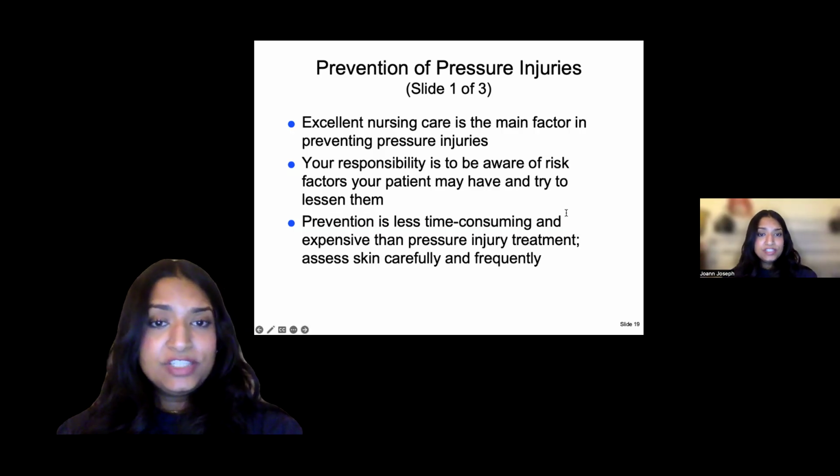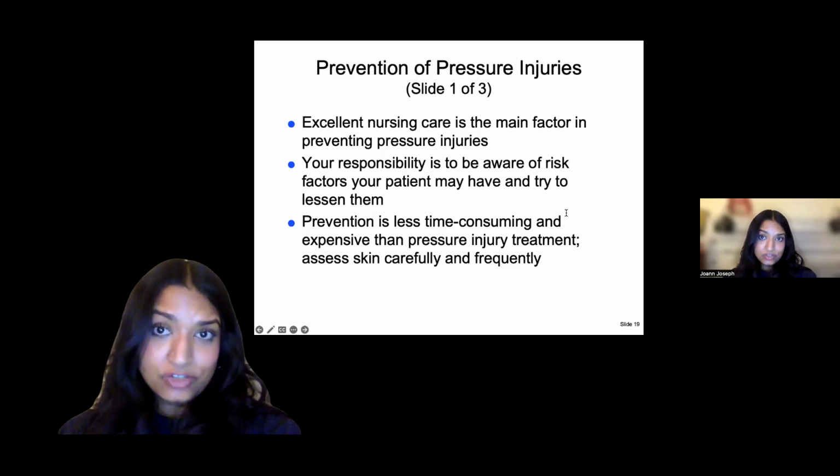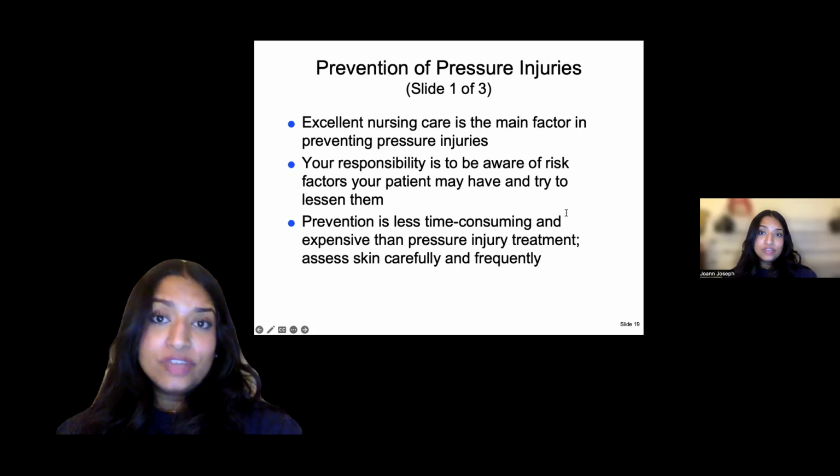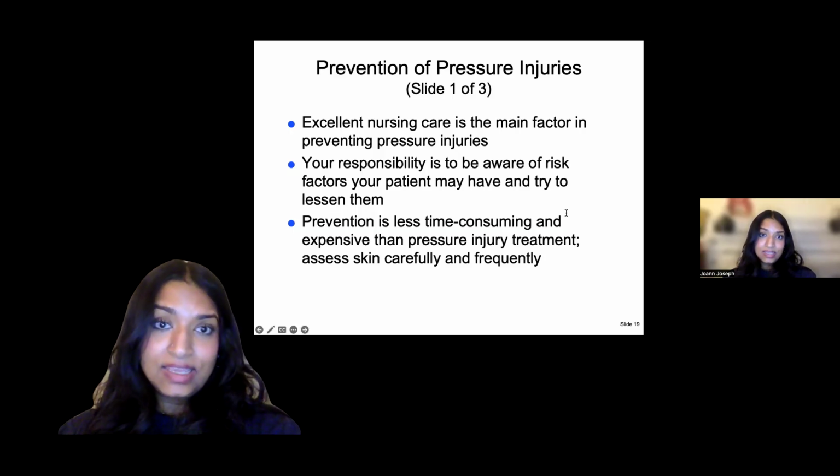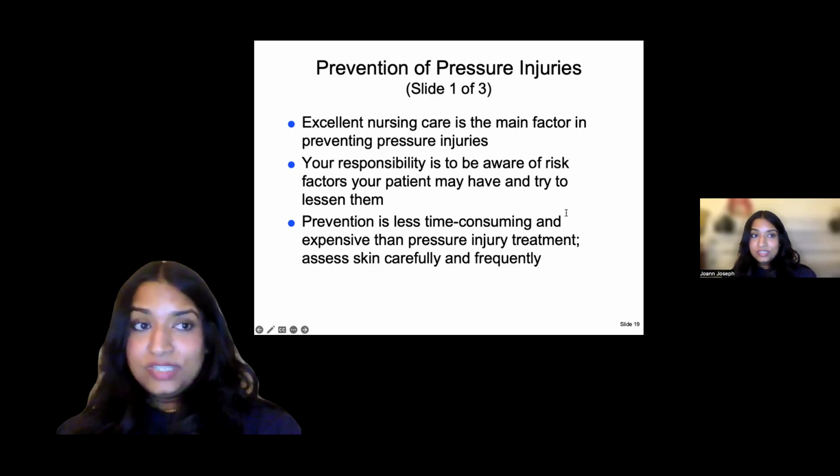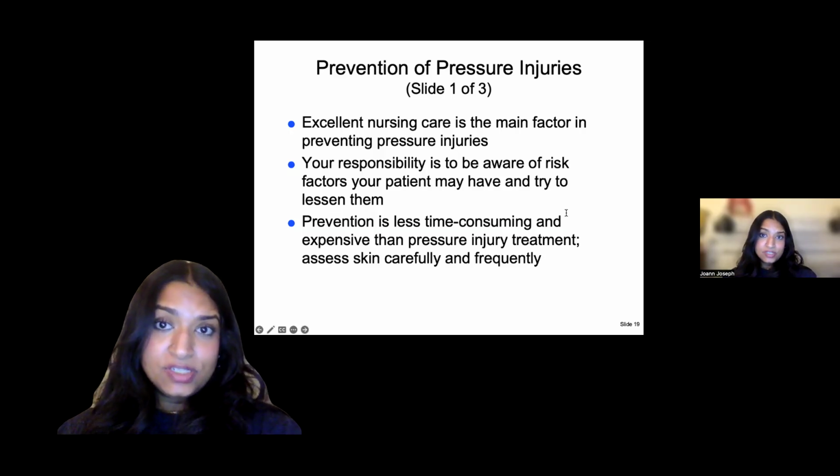It's your responsibility to be aware of risk factors that your patient has. It is your responsibility. You will get in trouble. And you have to try your best to lessen them. Prevention is less time consuming, I just said that, and expensive than pressure injury treatment. You want to assess the skin carefully and frequently. So, as I kind of said already, if you tend to it and you're making sure that your patient is on point, you will have a way smoother experience.